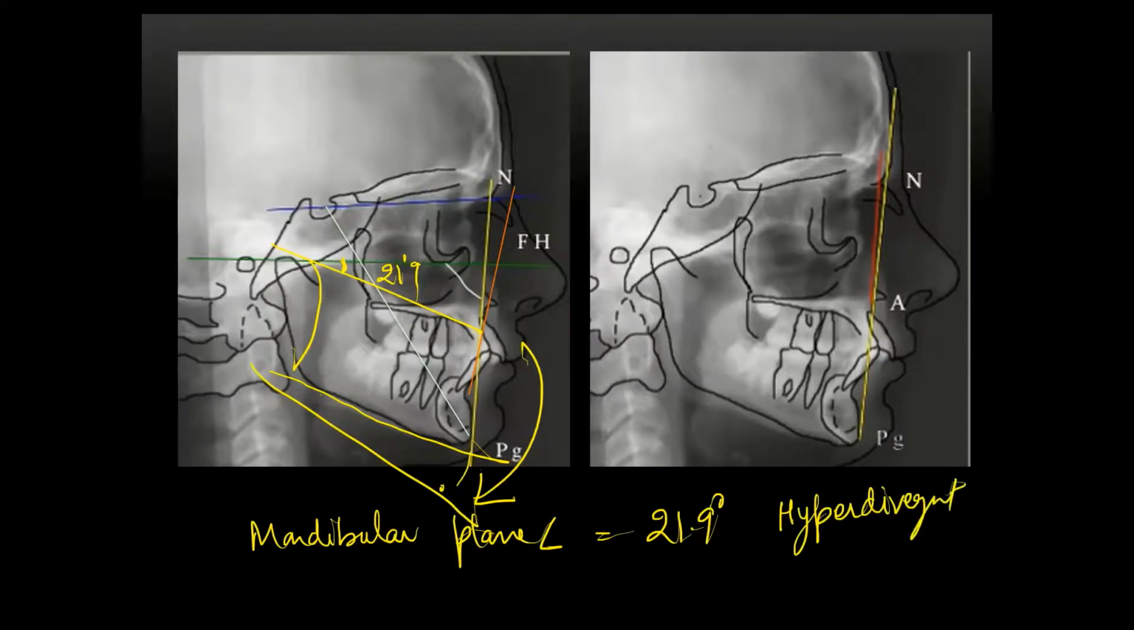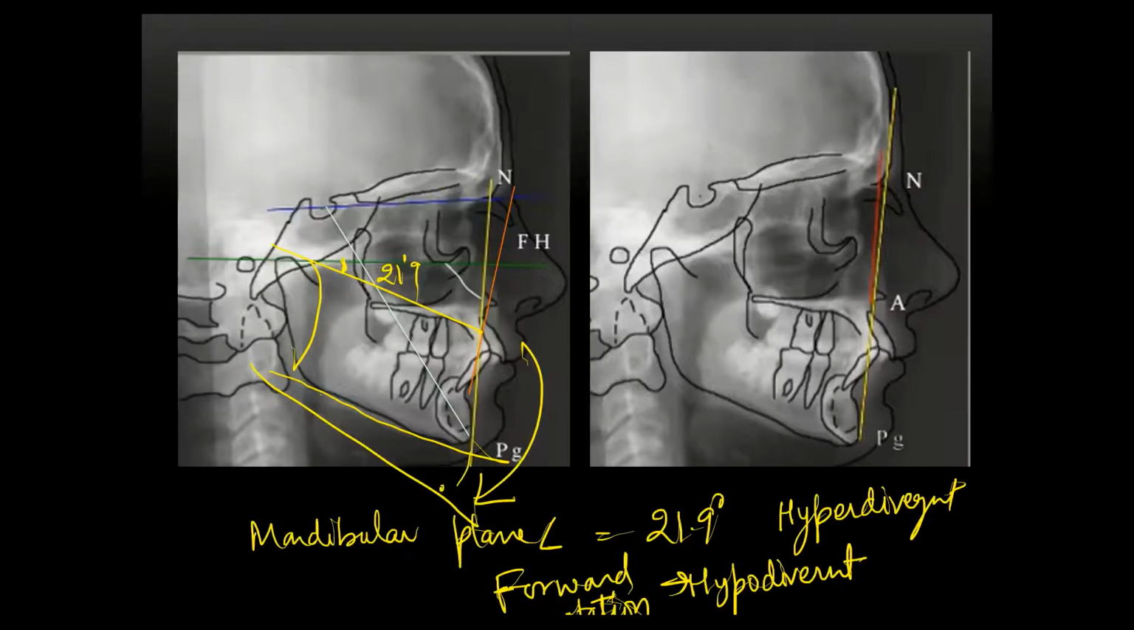Hyperdivergent are downward rotators, and forward rotators are hypodivergent cases. These are two different terms for the same concept: forward rotators and backward rotators. The forward rotators are hypodivergent. This is forward rotation of the mandible. Somebody asked me, why do we study rotations? We study rotations because it is important in the clinical treatment of the patient.